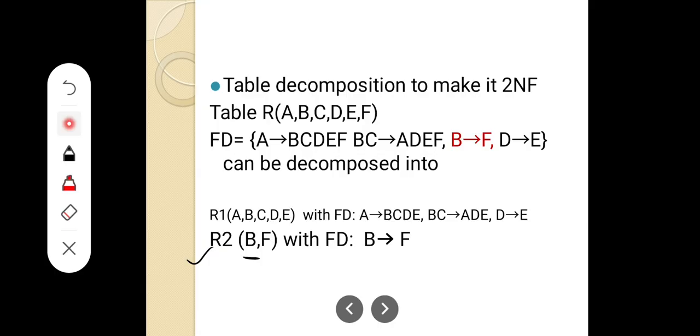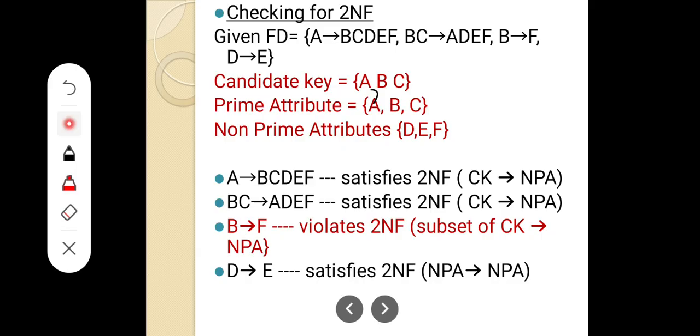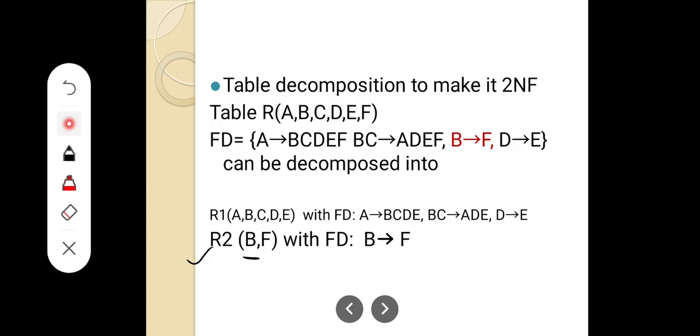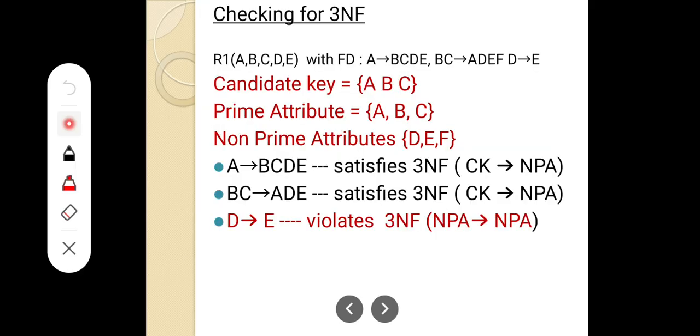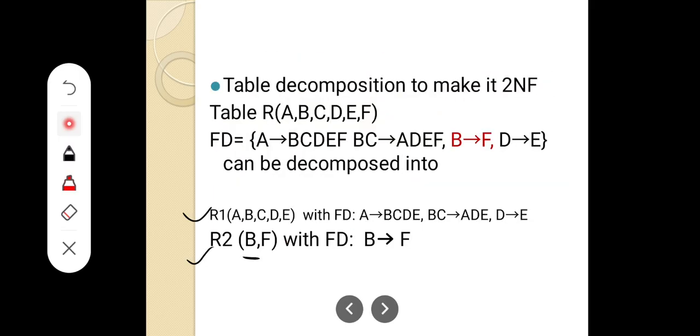Clear? Now how can we show that this is 3NF? We have already checked 2NF and decomposed the table into two tables. Next we will check for 3NF. What is the condition for 3NF? Again we will take the functional dependencies. Since we have already decomposed into two tables, we will take the first decomposition table.